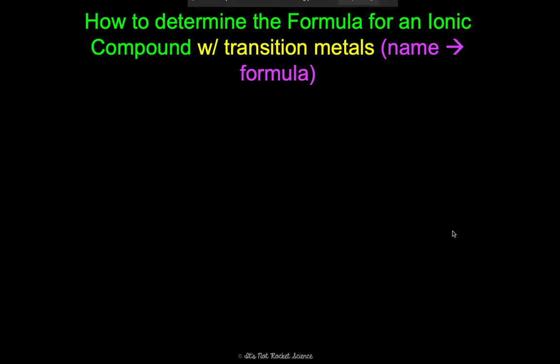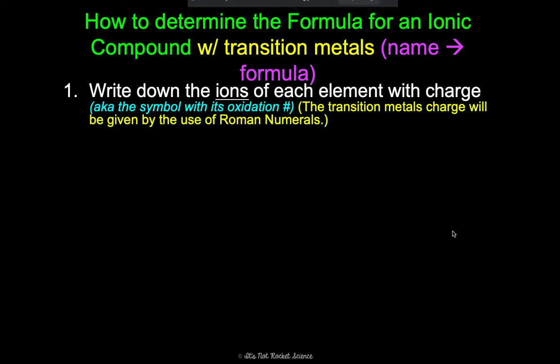So now we're going to go from the name to the formula. We're going to write down the ions in each element with its charge, aka the symbol with the oxidation number. For this, the transition metal's charge will be given by the use of Roman numerals. So the Roman numeral, let's say it's a 2, that means it's a +2, okay? So iron 2 oxide is our example here. We know iron has a +2 in this instance, and oxygen has a -2.